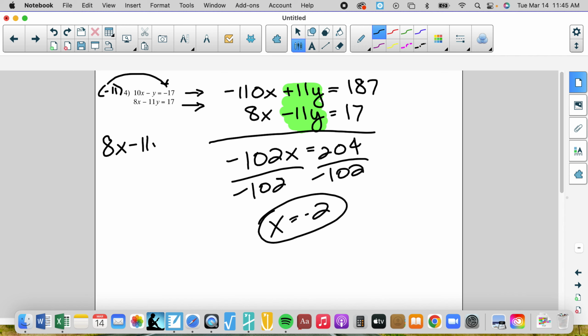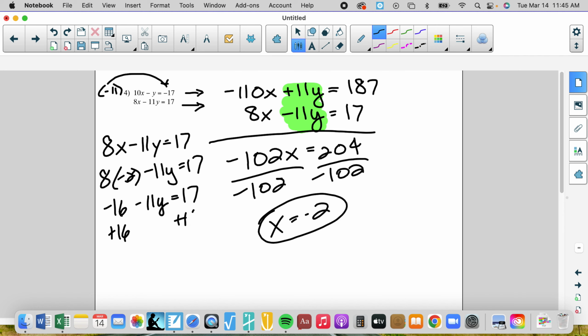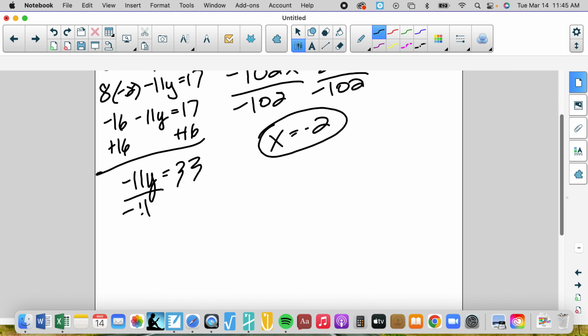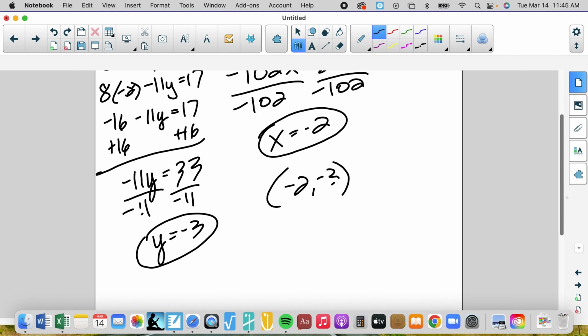So I'm going to pick the lower equation. I'm going to plug in the negative 2. I get negative 16 minus 11y equals 17. I'm going to add 16. Negative 11y equals 33. I'm going to divide by negative 11, and I get y equals negative 3. So my solution is negative 2, negative 3.